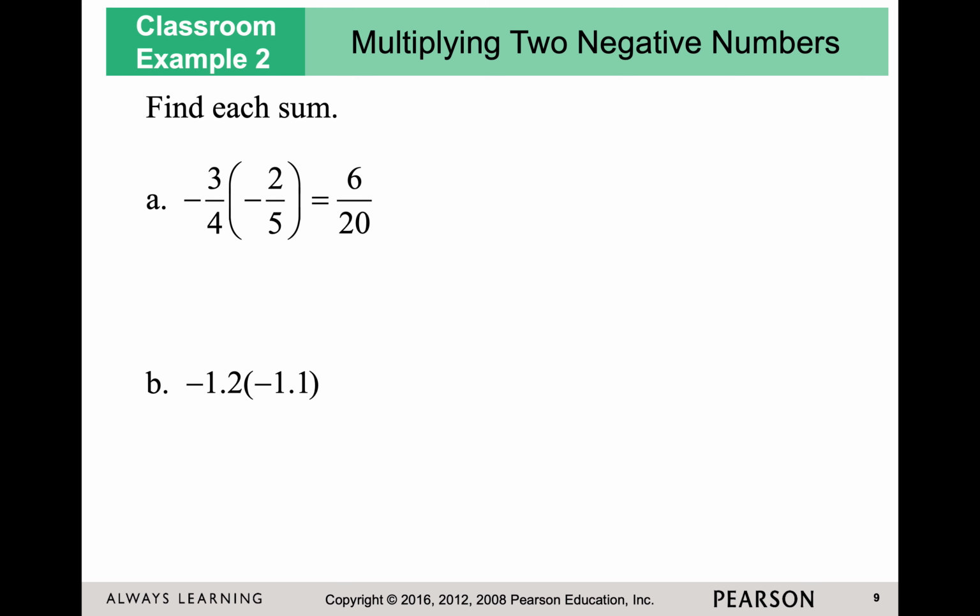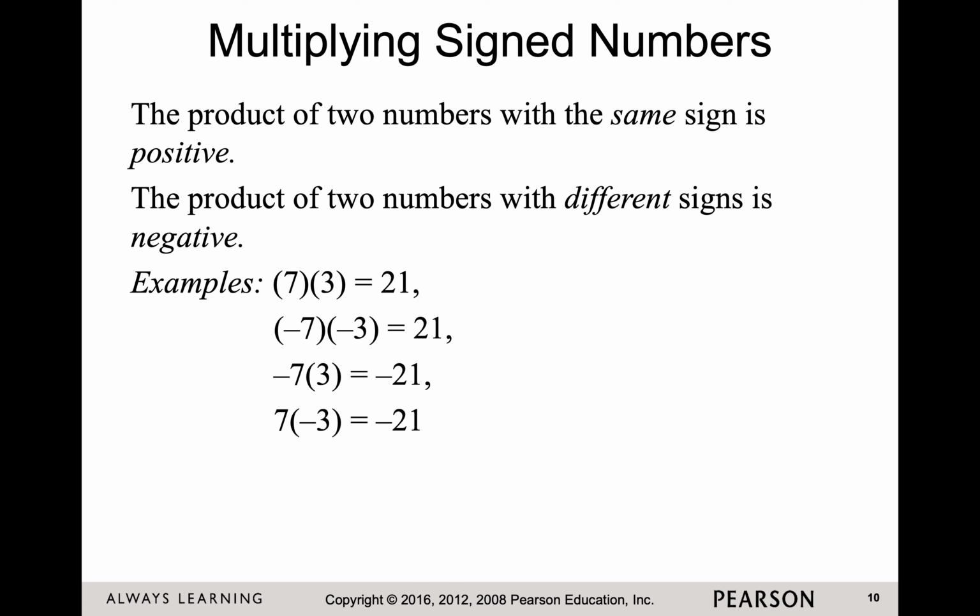You can type negative 3/4 times negative 2/5 in Web 2.0 and get 6 over 20. Why do you have to know the rule? Well, we have to know the rule because when I start saying negative x times negative y squared, I have to know that's going to be a positive. So we're going to be moving towards variables and things our calculator cannot do. And Web 2.0 will actually give you the fully reduced 3 over 10.